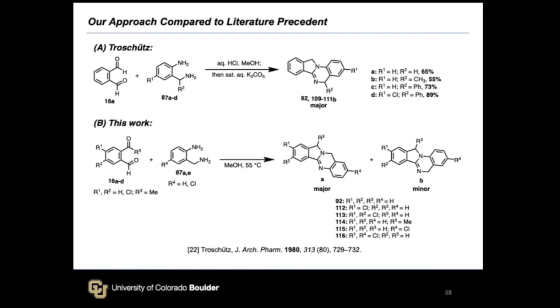Troschutz did not investigate modifications of the aldehyde, and with the exception of the unsubstituted 2-aminobenzylamine, all the diamines used in that paper had a benzylic substituent. They also used an extremely large excess of acid. I calculated it, and I think it was about 140 equivalents, something over 100 equivalents. And we decided to investigate conditions for obtaining the opposite regioselectivity and also filling in the gaps in Troschutz's approach.